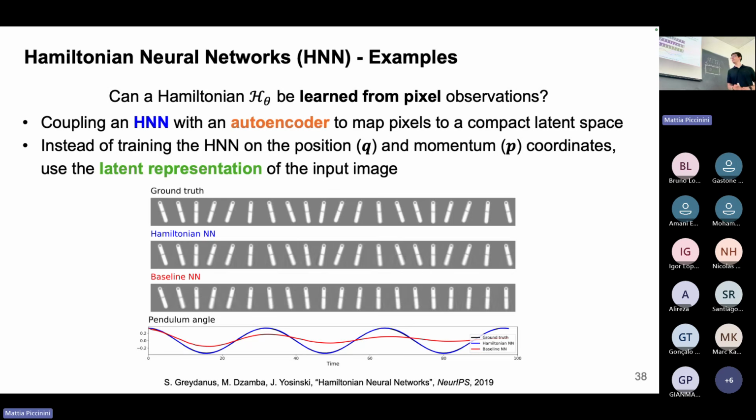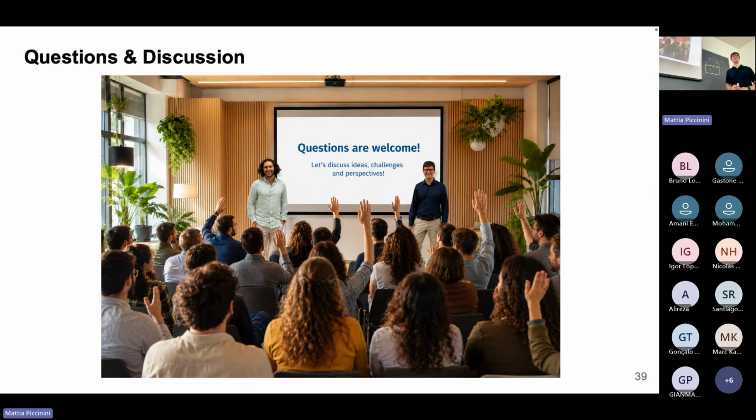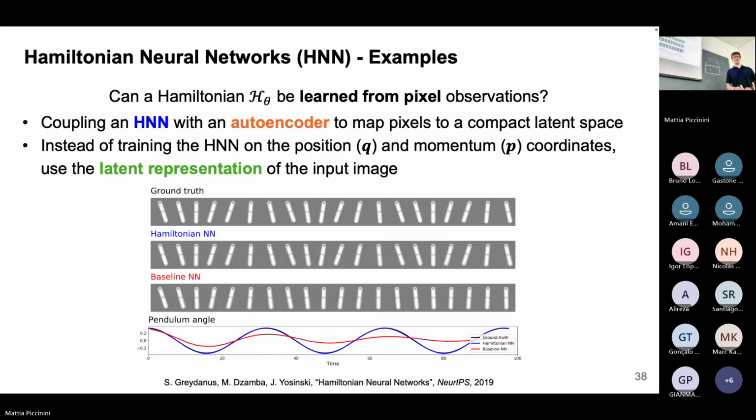Okay, questions? So this approach is, of course, more general. We've shown it with two simple examples, pendulum and mass spring, but it has been applied to more complex systems. This is just to show you the intuition behind it.